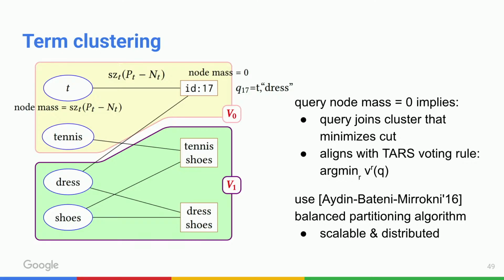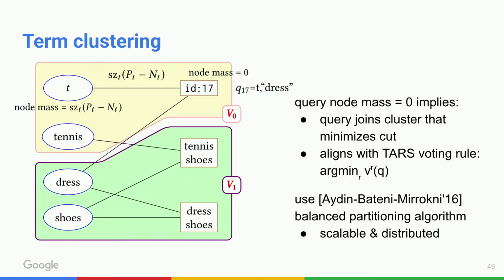Okay, so what graph are we going to apply this to? We're going to take our training logs, and we're going to put all the terms on the left. We're going to put all the queries on the right. We're going to put edges from each query to each of the terms in that query. Okay. The node masses on the right will be 0. I'll tell you why in a sec.